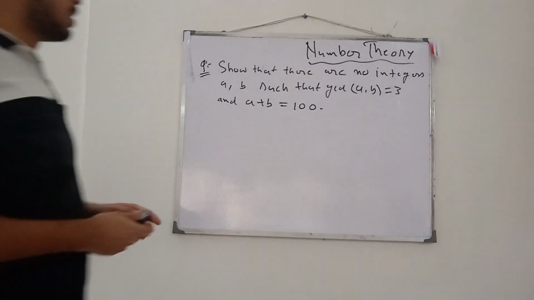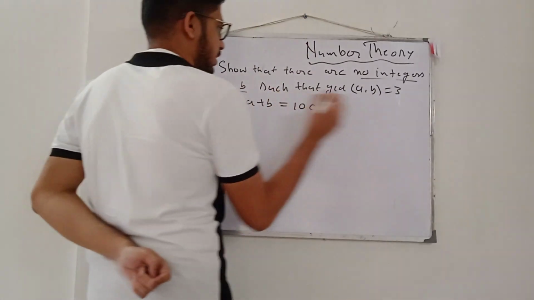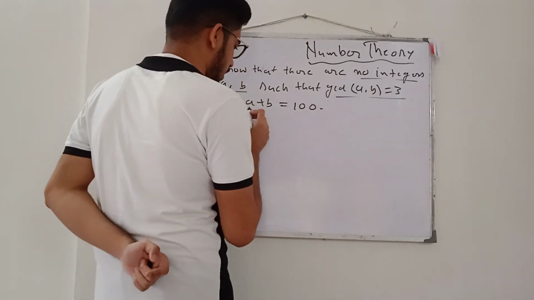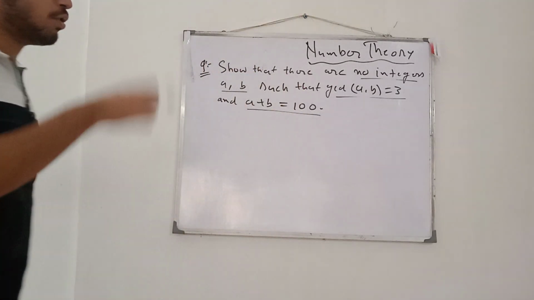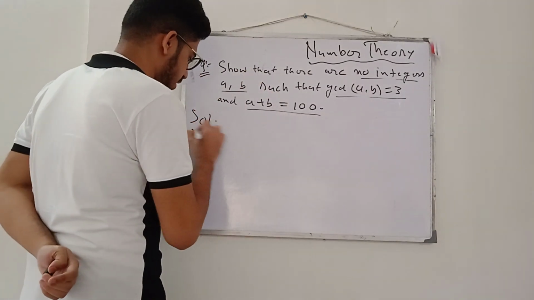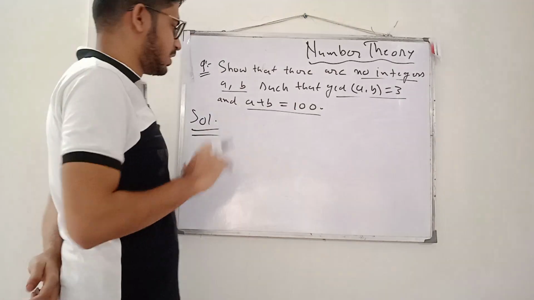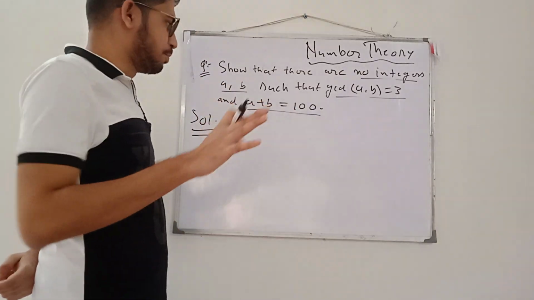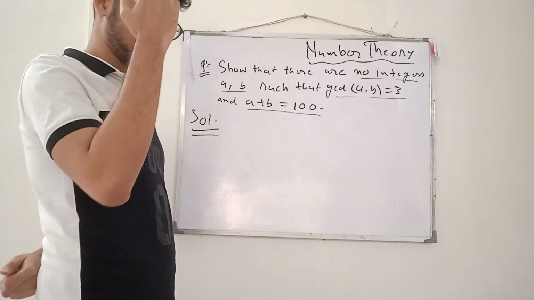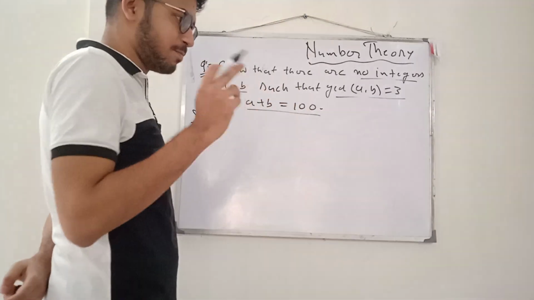Okay, done. Here they are saying what? Show that there are no integers with gcd(a, b) equal to 3, and also they are telling a plus b is equal to 100. So we will start with a stupid type of solution. I hope you guys don't mind. If you want to become a problem solver, then you have to become stupid in solving problems. I didn't mean that you have to become stupid in real life, but only in problem solving.